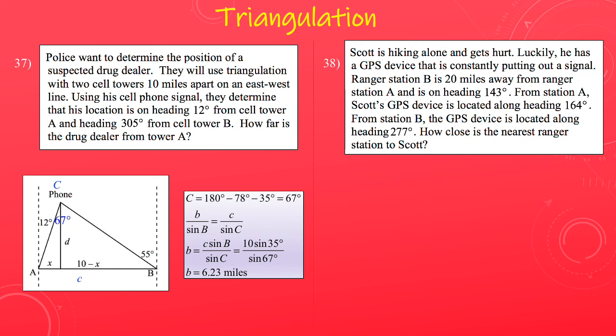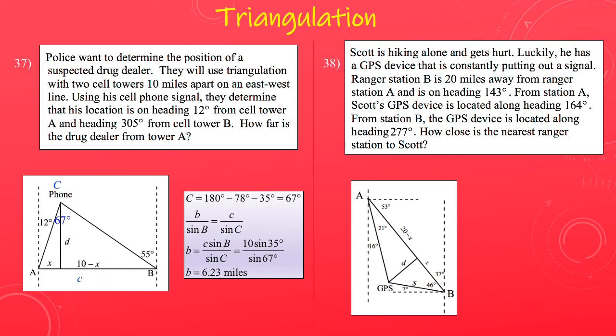Number 38 is more complicated. Scott is hiking alone and gets hurt. Luckily, he has a GPS device that is constantly putting out a signal. Ranger Station B is 20 miles away from Ranger Station A and on heading 143 degrees. From Station A, Scott's GPS device is located along heading 164 degrees, and from Station B, the GPS is located along heading 277 degrees. How close is the nearest ranger station to Scott?